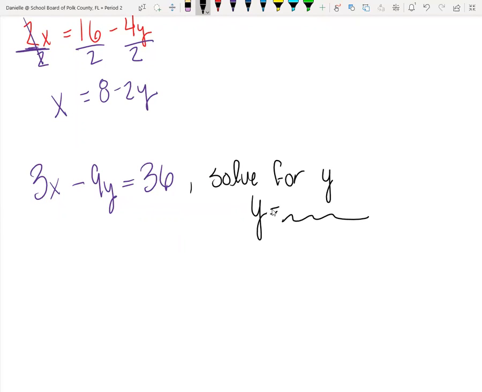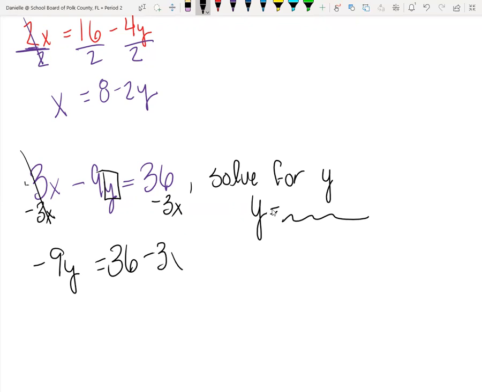First thing I know, I want to get y by itself, meaning I'm going to move my addition and subtraction away. This is plus 3x, so I'm going to minus 3x. That cancels. I'm left with negative 9y equals 36 minus 3x. Now I need to get rid of that 9 and the negative, so I divide by negative 9. My 9's cancel. Over here, my negatives cancel.